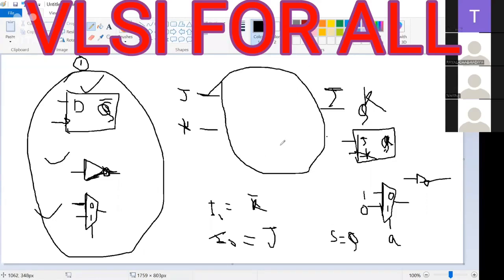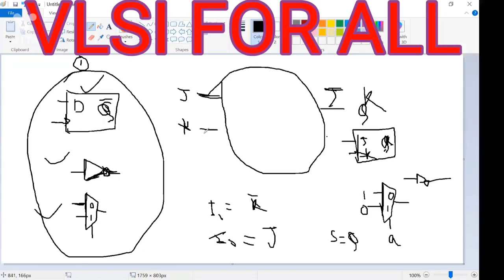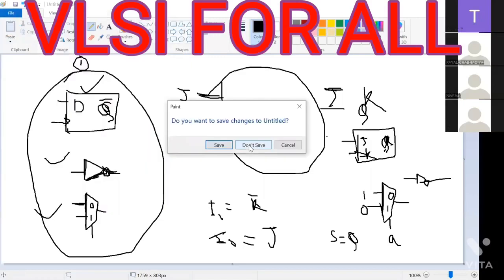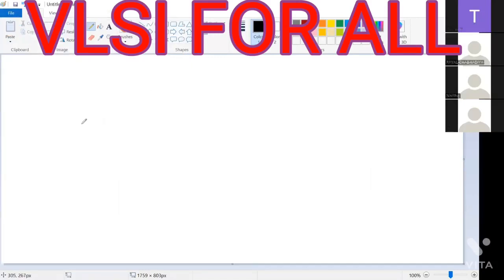Fine. So let's discuss the problem. I think the answer is correct. So you have two inputs J and K. So first let's analyze this problem. Okay. Let me take a new screen. So you have J and K as input. So you have J. Here you have K.